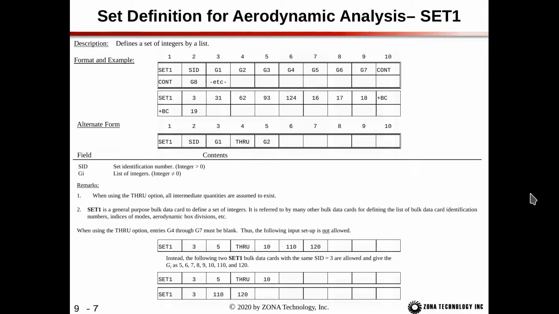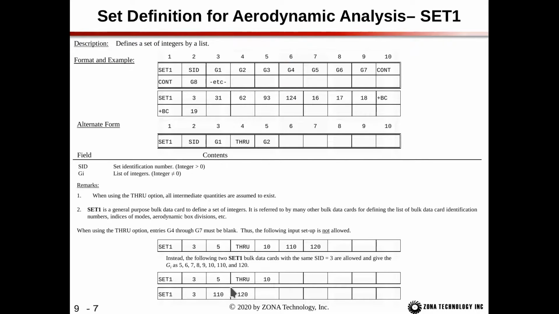Next, we have the set1 card to define a list of integers. So we have the ID number, and then we have an open-ended input list of integers. The set1 supports the through option, so we can have 5 through 10 to list out the numbers 5, 6, 7, 8, 9, 10. And then we also have where you can just explicitly list out each number, for example, 110 and 120. These two cannot be combined.